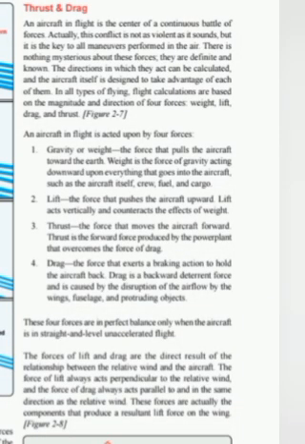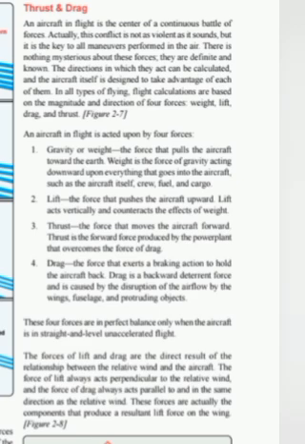Thrust and drag. An aircraft in flight is the center of a continuous battle of forces. Actually, this conflict is not as violent as it sounds, but it is a key to all maneuvers performed in the air. There is nothing mysterious about these forces. They are definite and known. The directions in which they act can be calculated, and the aircraft itself is designed to take advantage of each of them.